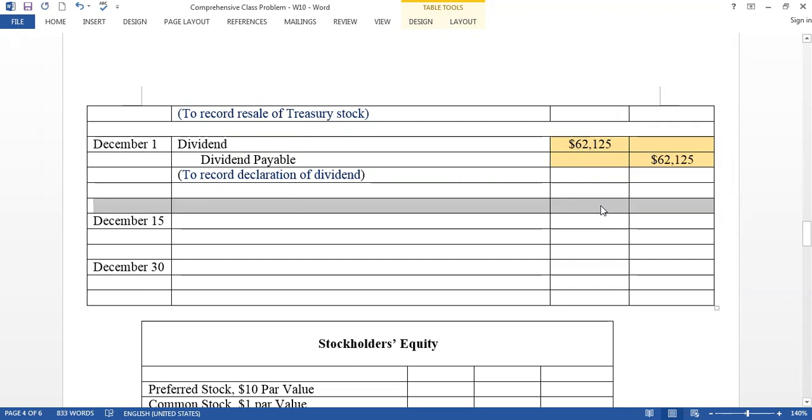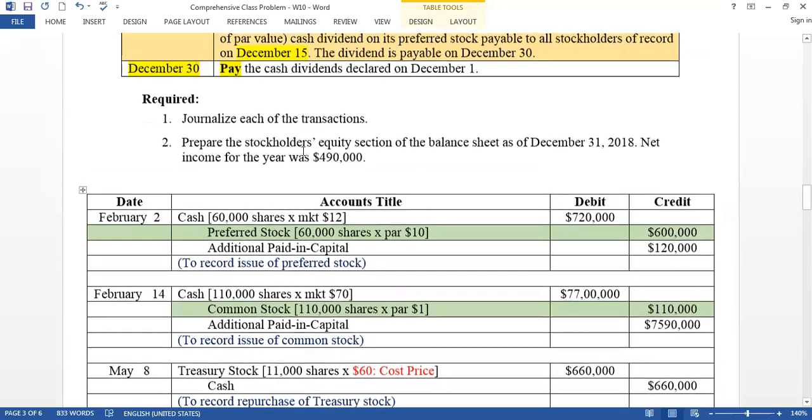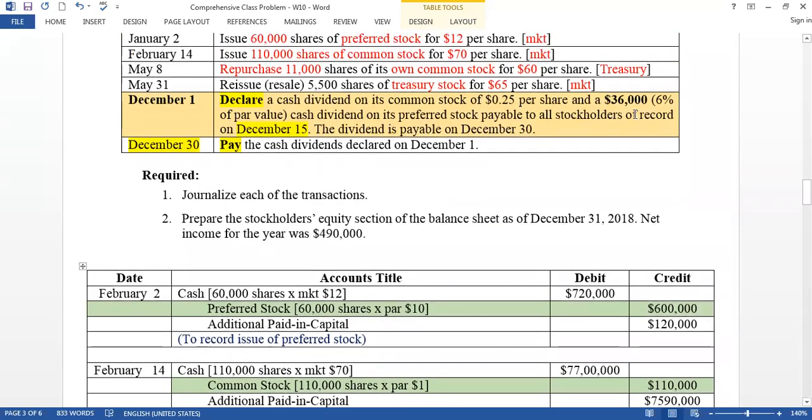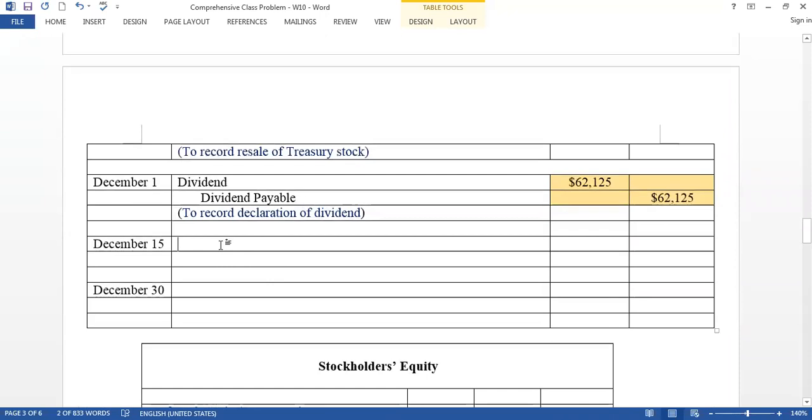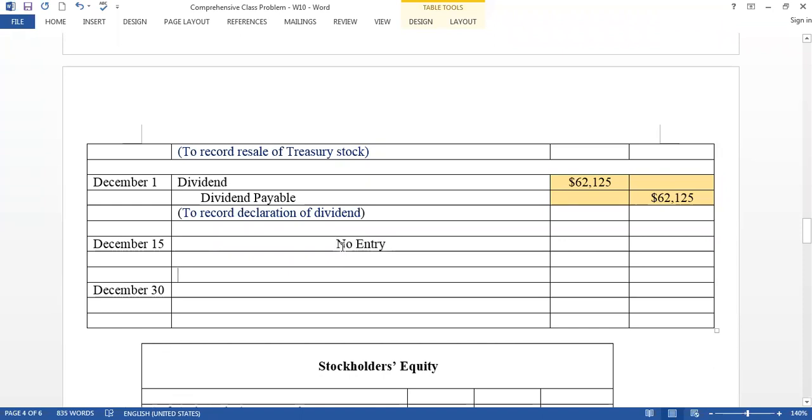Now come to December 15. So what is December 15? The question says that December 15 is the record date. So for the record date, we don't have any journal entry. If you want to get full marks in the exam, you have to write that there is no entry. Again, why don't we have any entry? If you don't remember, go back to my previous class.